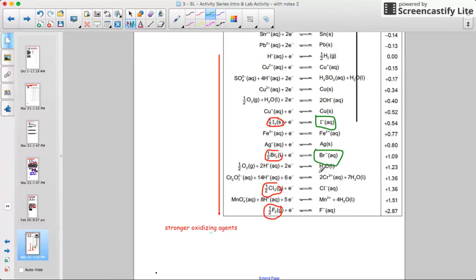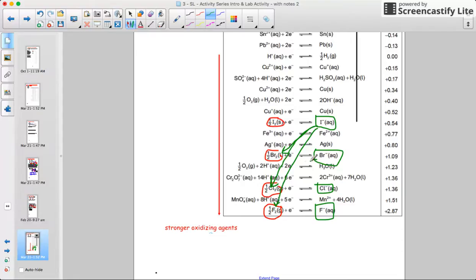So what we're trying to figure out is which combinations will actually lead to spontaneous reactions. The ones that will are any that give electrons down the series. So the iodine ions should be able to react with bromine, chlorine, and fluorine, the elements. Those should all be spontaneous reactions because the electrons are given from the ion down the series to the element.